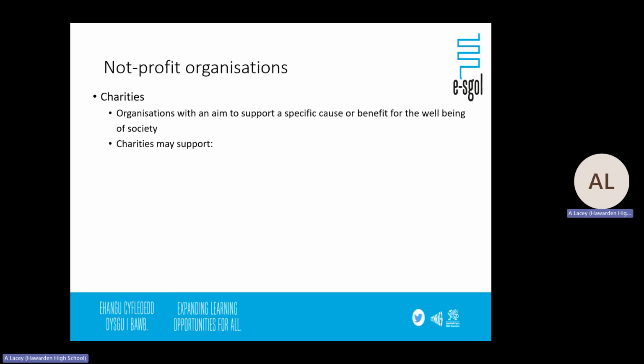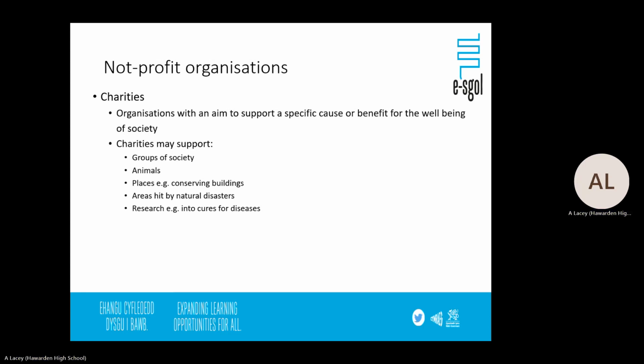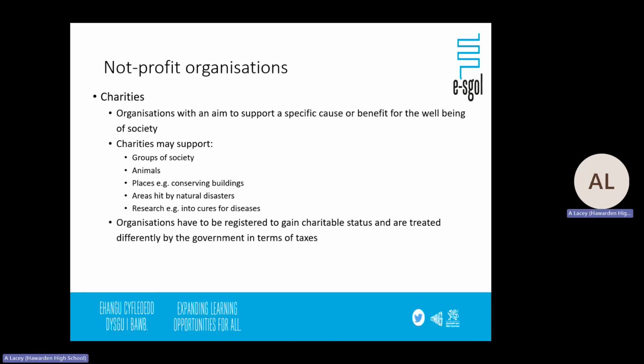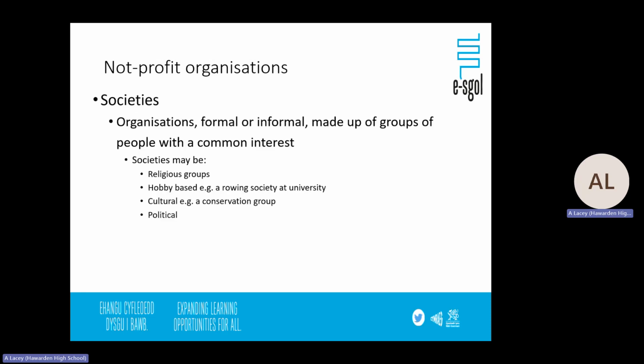Charities may support groups of society, animals, places, or the conservation of buildings, like the National Trust, or areas hit by natural disasters. If there's been a massive earthquake or a hurricane that has destroyed a community, charities are set up to help with that and bring aid, and also to research into curing diseases, like heart disease and cancer. Organisations have to be registered to gain charitable status and are treated differently by the government in terms of taxes.